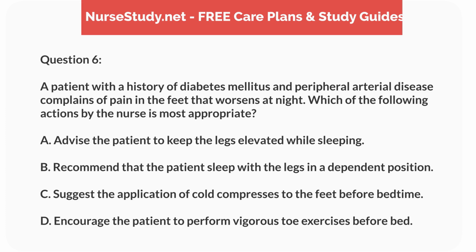Question 6. A patient with a history of diabetes mellitus and peripheral arterial disease complains of pain in the feet that worsens at night. Which of the following actions by the nurse is most appropriate? A. Advise the patient to keep the legs elevated while sleeping. B. Recommend that the patient sleep with the legs in a dependent position. C.